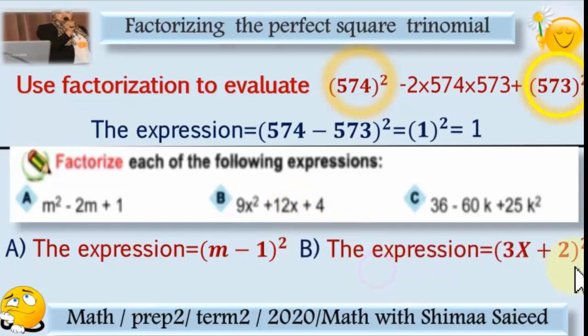We can factorize it as the root of the first term plus the root of the third term all power 2. We put a positive sign here because the sign of the middle term is a positive sign. What about the third question? We must order these terms descendingly according to the highest power for the variable. So we will order it as 25k power 2 minus 60k plus 36. Now we can factorize it easily because the first term is a perfect square, the third term is a perfect square, and the middle term equals the root of the first times the root of the third times 2. We can factorize 25k power 2 minus 60k plus 36 as 5k minus 6 all power 2.